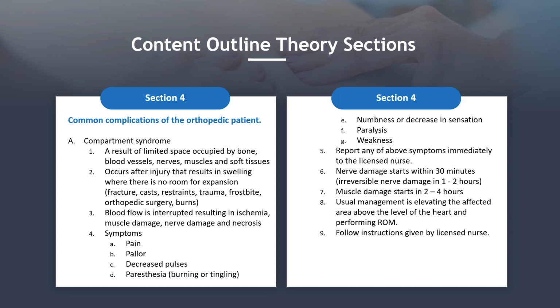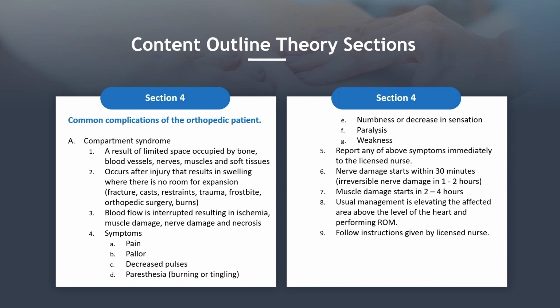Blood flow is interrupted, resulting in ischemia, muscle damage, nerve damage, and necrosis. Symptoms can be pain, pallor, decreased pulses, paresthesia, such as burning or tingling, numbness or decrease in sensation, paralysis, and weakness. Report any of the above symptoms immediately to the licensed nurse.